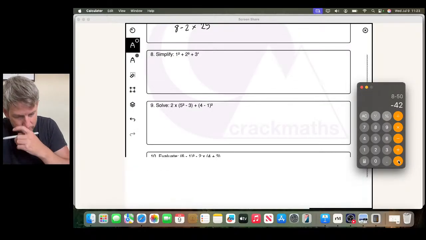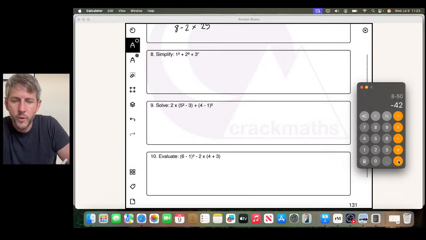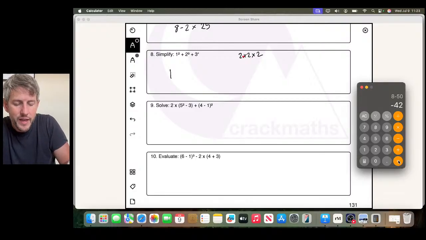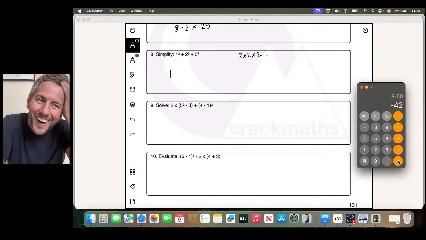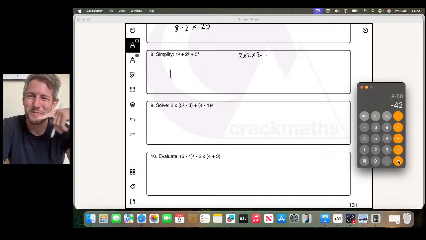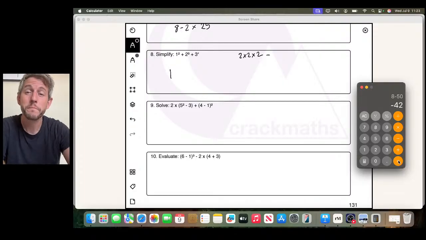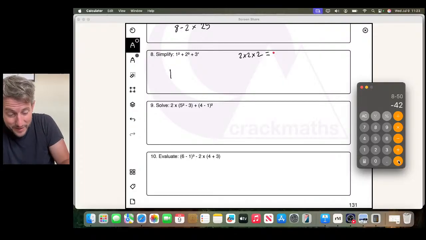Right, question 8. Simplify 1 squared plus 2 cubed plus 3 to the power of 4. So 1 squared is 1. 2 cubed is 2 times 2 times 2. Sorry, I skipped to the end. I did it in my head, my brain and my mouth were not working together. Right, so 2 times 2 is 4. And then times 2 again is equal to 8.